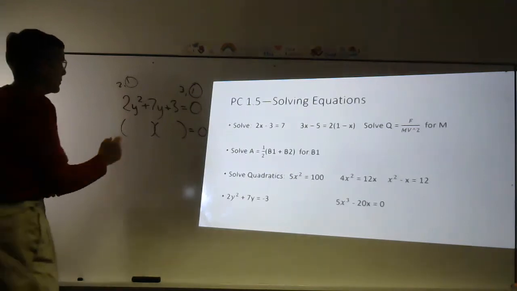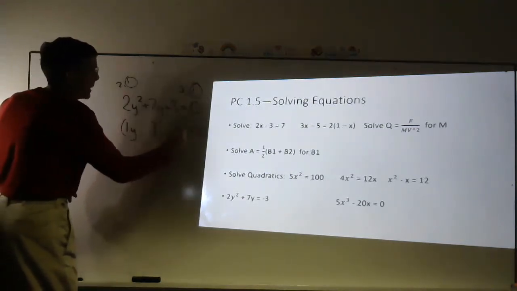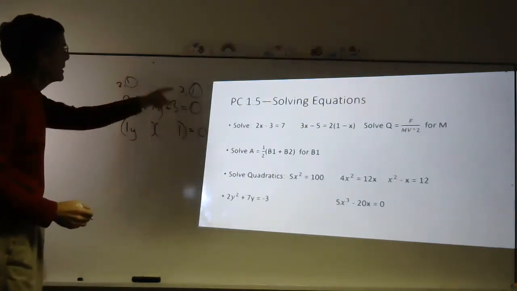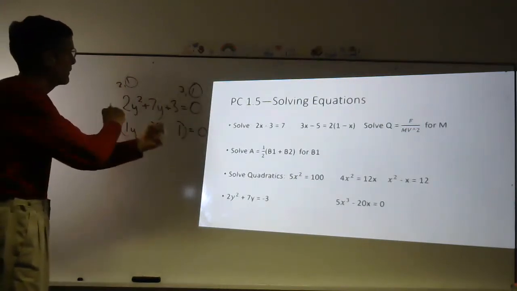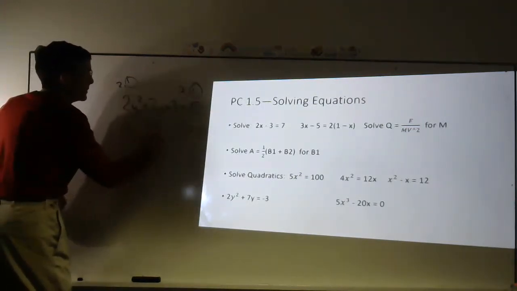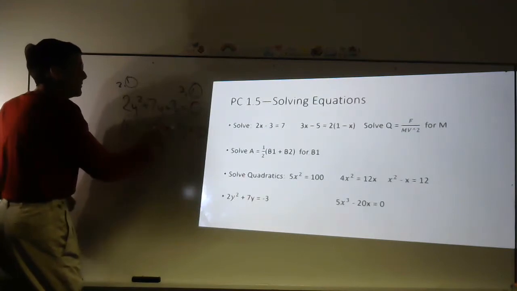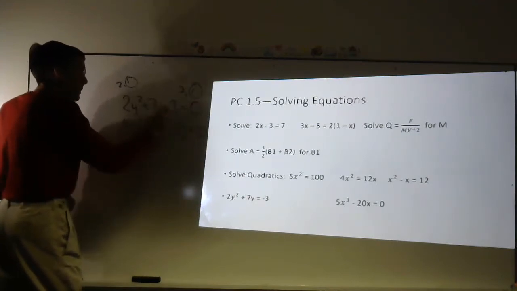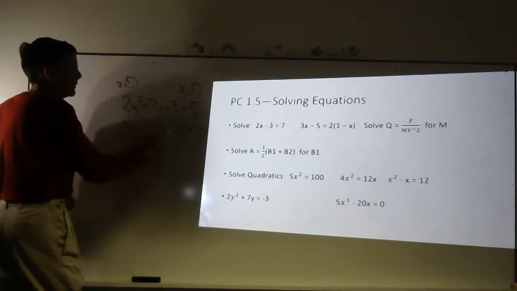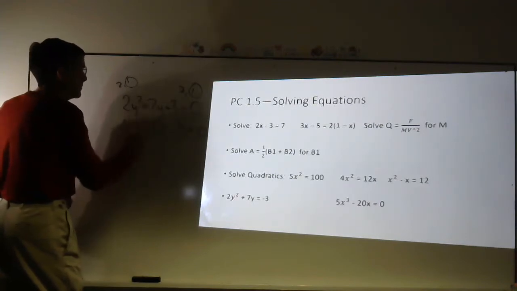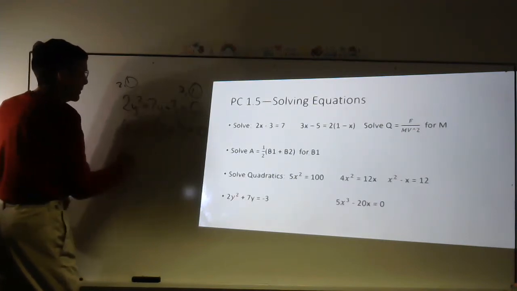The ones you circle go on the outers. 1y and 1. The 3 and the 2 go on the inners, but they flip. The 3 comes over here, the 2 here. To get a positive, 3 times 1 is positive. They're either both positive or both negative. Makes them positive. Set each part equals 0.